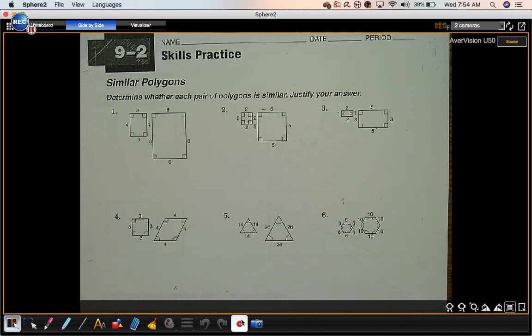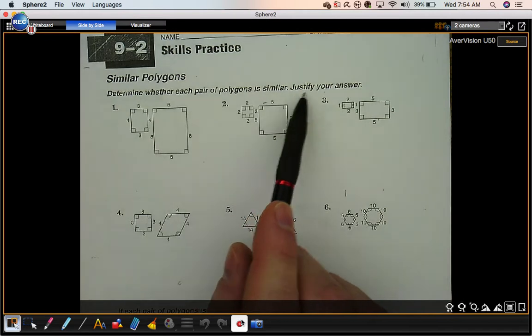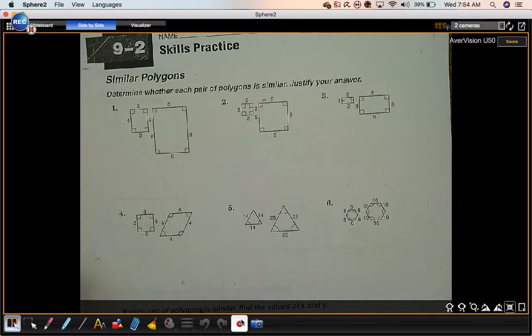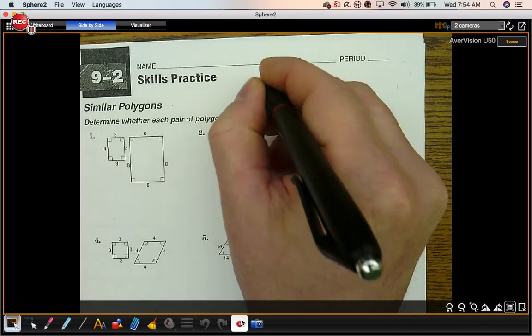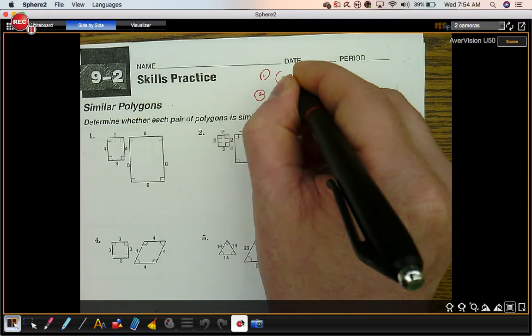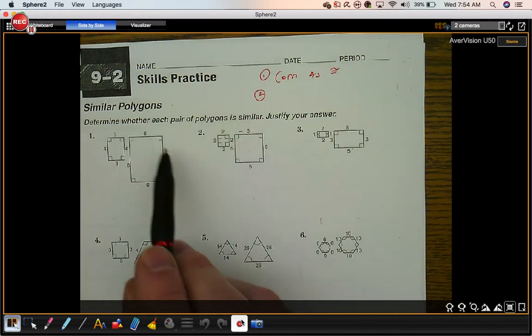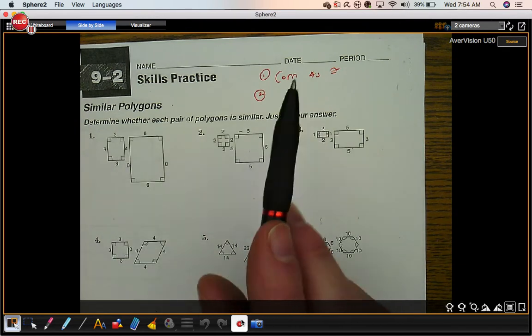9.2 on similar polygons. We're going to determine whether each pair of polygons is similar, and we're going to justify our answer. So I'm going to make a little note up here. For polygons to be similar, you need two things to happen. You need the corresponding angles to be congruent. So if you have four-sided figures, you need four pairs of congruent angles.